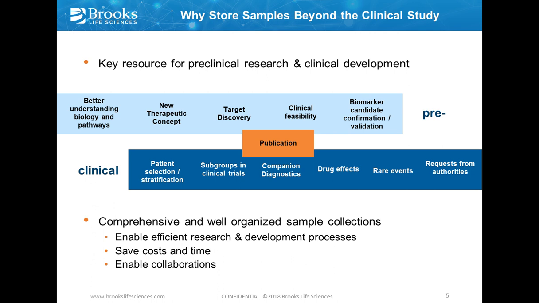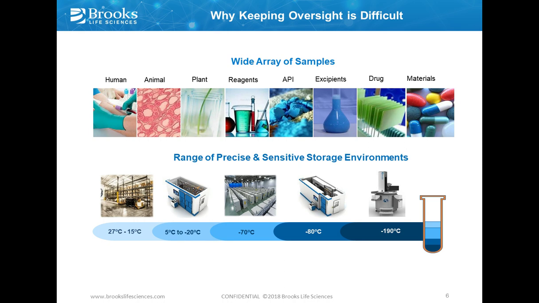And in the clinical stage, we use this information to help us stratify patients, look at particular subgroups within a population, develop new companion diagnostics, and even identify rare events. A good, comprehensive, well-organized sample collection can really make your research and development processes much faster, save costs, save time, and enable collaborations between different institutions.